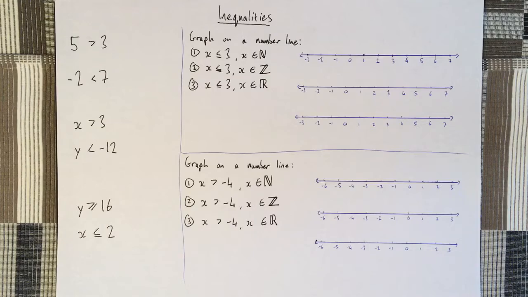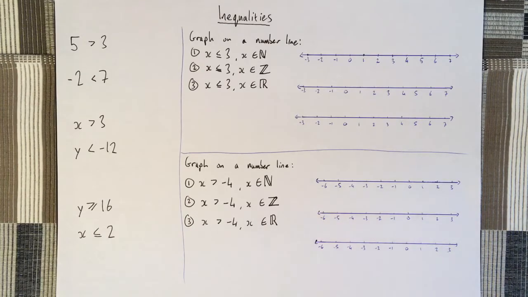As I said, the two things we need to be able to do are solve these and graph them. I'll do the solving in a separate video. What I'm going to do over here is graph them. When we're graphing these, we can be asked to graph them for different number sets. This is revising what we would have done in the number systems chapter.